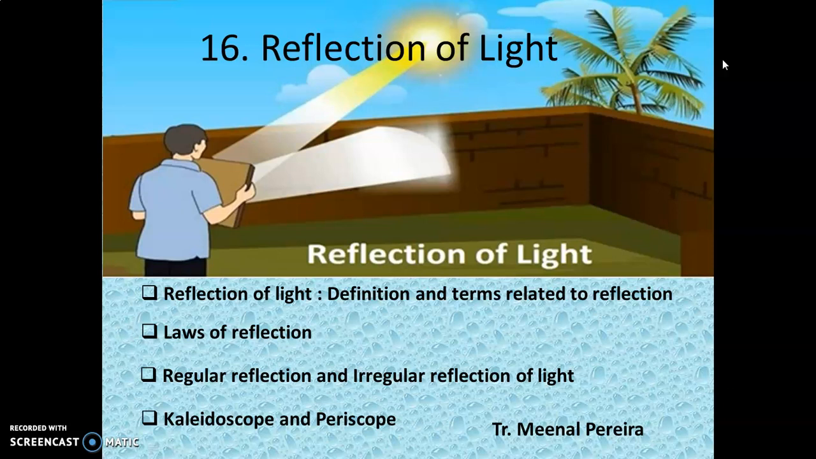Today we are beginning with lesson number 16, that is reflection of light. The things we are going to study in this lesson are reflection of light, its definition and some terms related to reflection. We will be studying about laws of reflection. Also, what is regular reflection and irregular reflection of light, and two instruments, that is kaleidoscope and periscope.